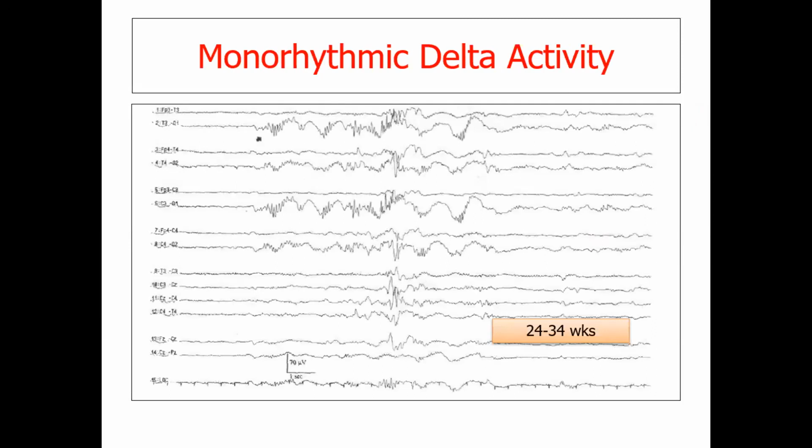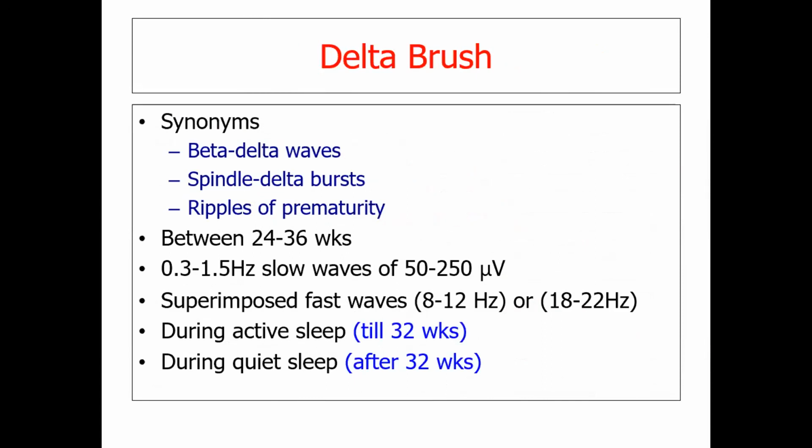This is, as you can see, just focus on the laser pointer here on O1. These are waves which are of delta frequency, and on O2 also to some extent. These are known as monorhythmic delta activities. They are commonly seen between 24 to 34 weeks, not seen beyond 35 weeks. They occur in bursts. Then comes a word, delta brush.